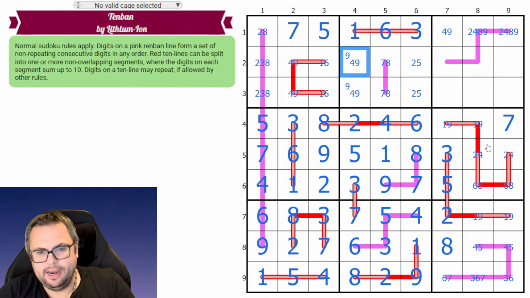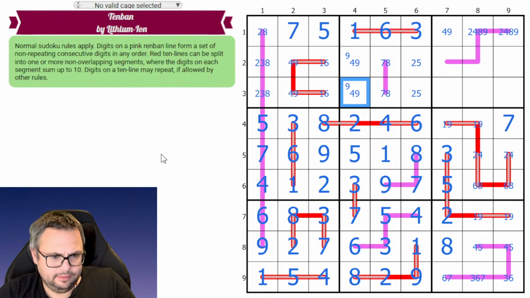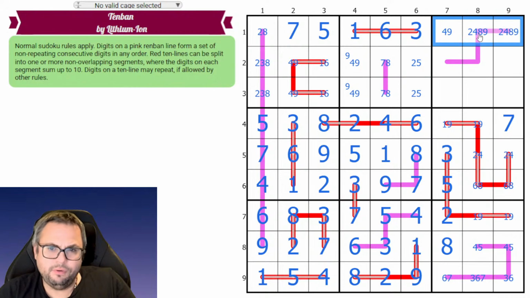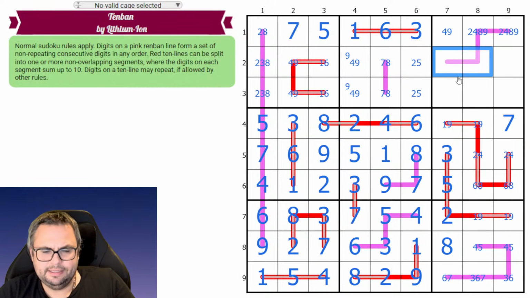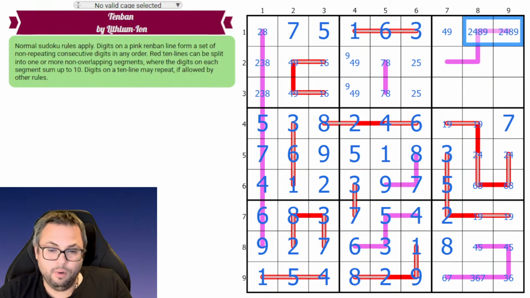Oh, this is a 4, 9 pair. This is a 4, 9 pair. So there's a 4 or a 9 on this Renban, but not both, which is, I guess, exactly the point that we have over here. If there's a 9, of course, then it's 9, 8, 7, 6. Seems possible. Otherwise, these are a 2, 4, in which case then that's a 3.